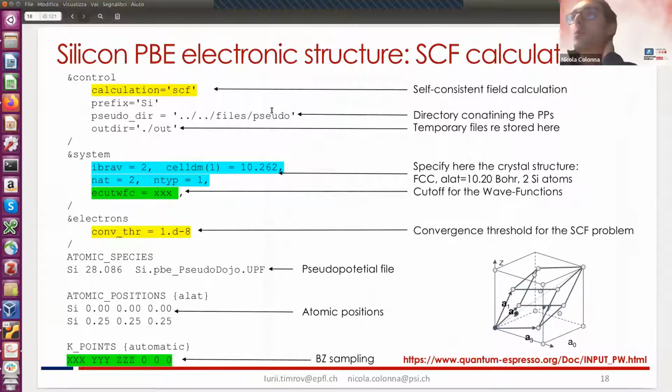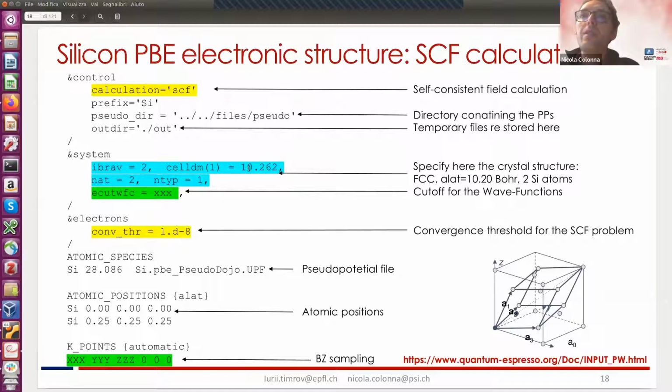The first thing you have to do is to solve the Kohn-Sham equation. So you have to tell Quantum ESPRESSO that what you want to do is a self-consistent field calculation. So you want to solve the Kohn-Sham equation until you get to the ground state energy and you find the ground state density of the system. And here you specify other quantities we'll see in detail in a couple of slides.